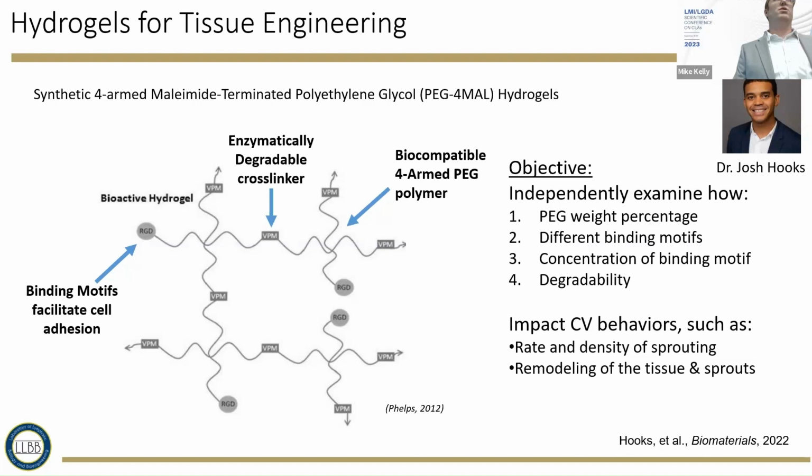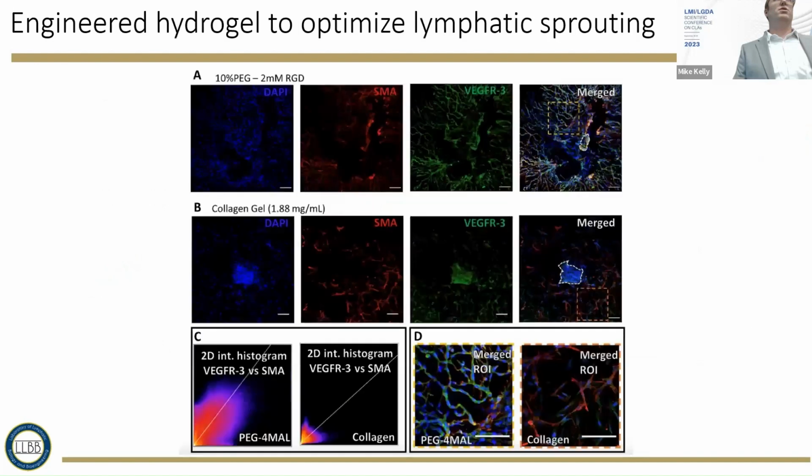So what he did is he took tiny rings of collecting lymphatic vessels from rat lungs and embedded them in these hydrogels, and then we have all these knobs we can turn. We can change the mechanical stiffness. We can change what type of peptide is present. We can change the concentration of that peptide. You can change how fast it degrades, et cetera. And he got our perfect hydrogel.